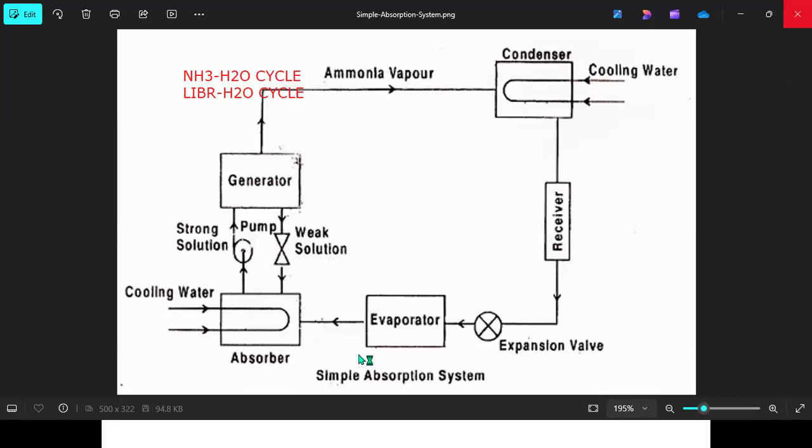So here, inside the absorber, initially the ammonia is mixed with water. As we studied, the boiling point of water is 100 degrees Celsius at 1 atm, whereas the boiling point of ammonia is minus 33 degrees Celsius. That means if you take ammonia out of its container, what will happen? It will readily vaporize.